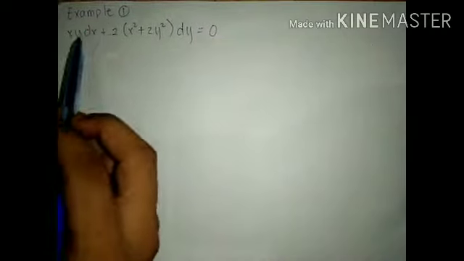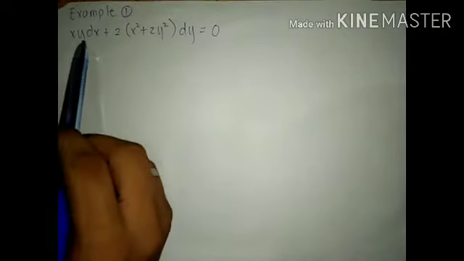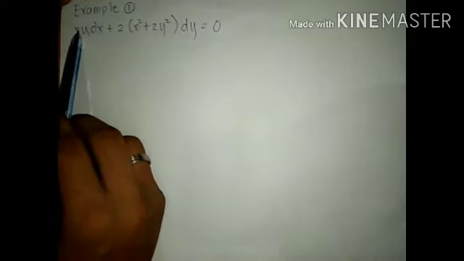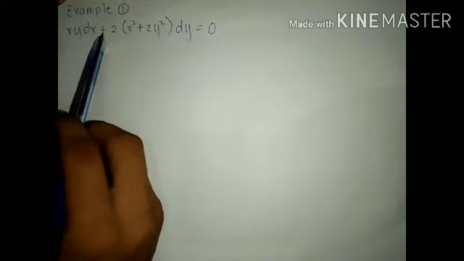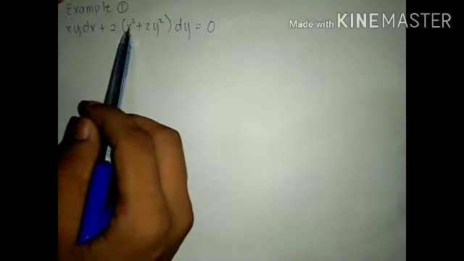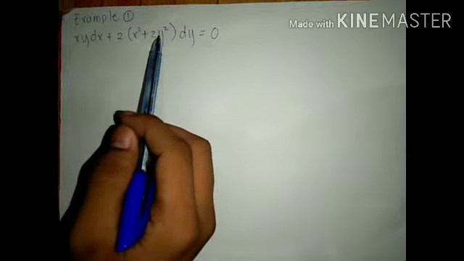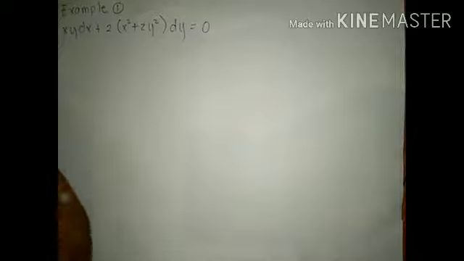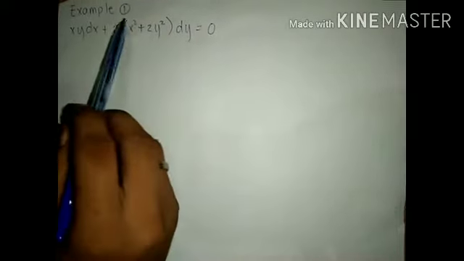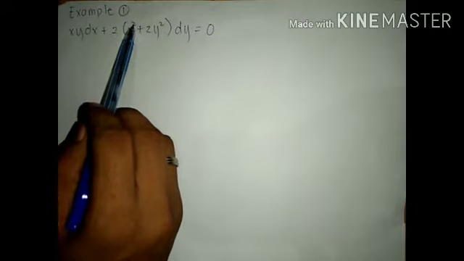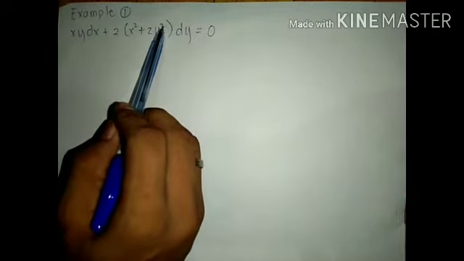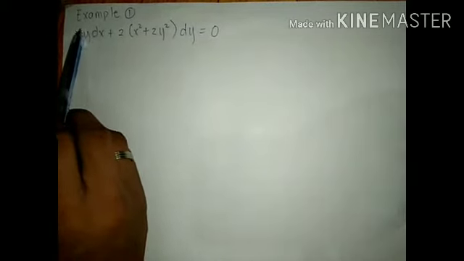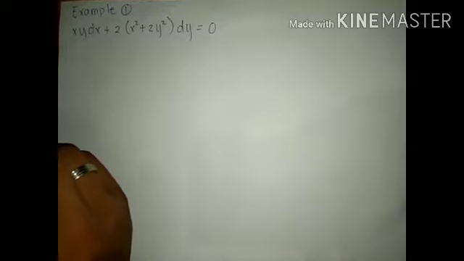Example, this problem, a homogeneous differential equation: xy dx plus 2 times x squared plus 2y squared dy equals 0. What makes it a homogeneous differential equation is that the terms have the same degree: this one is 2 and this one is 1 plus 1, so they add up to the same degree.